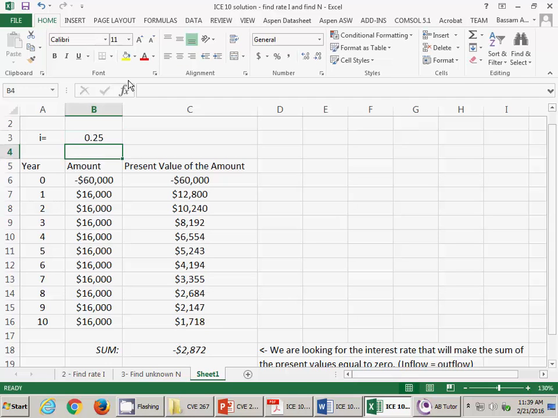What does that mean, negative? We went too far. So the answer is somewhere between 20 and 25%. What it means is if it's 25% rate, then it's not in balance.